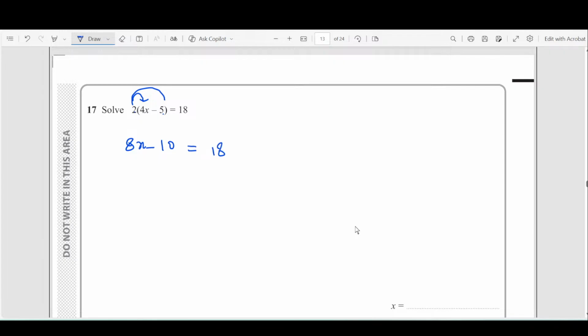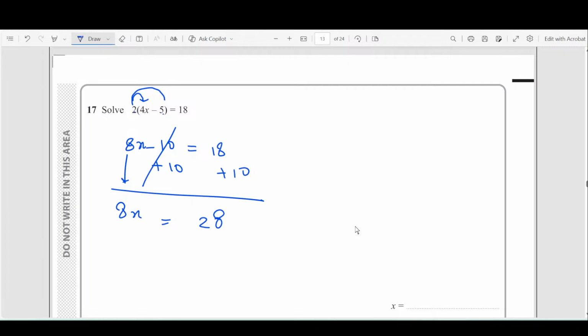To find x, solving means we need to find x. We have 8 and negative 10, which we need to get rid of. So first we do one by one. To get rid of the minus, we add 10 to both sides. The opposite of minus is plus 10. And then this will cancel out. 10 minus 10 is 0. So here we have 8x only. This side we have 18 plus 10, which is 28.